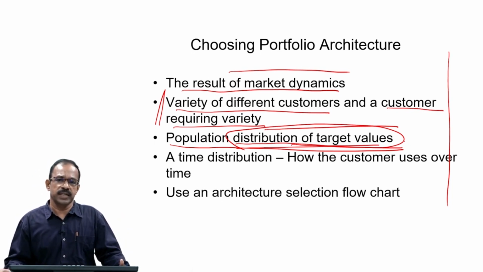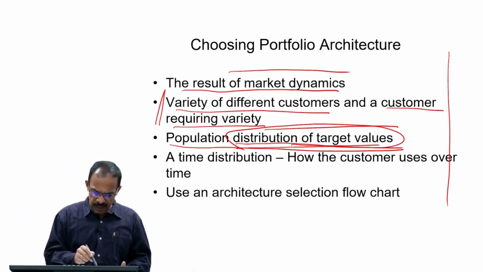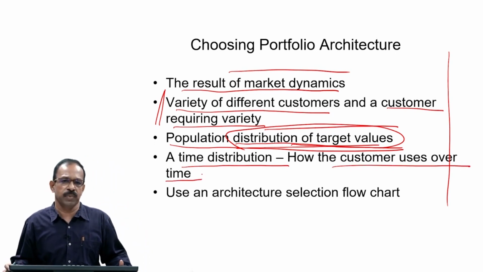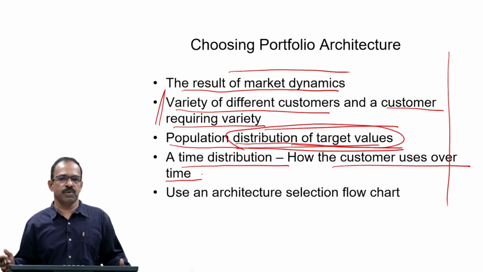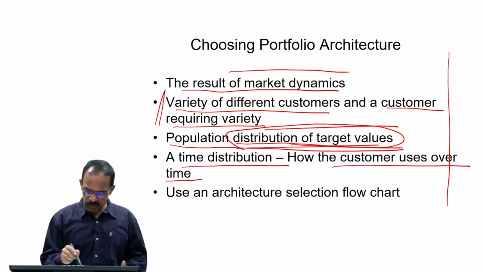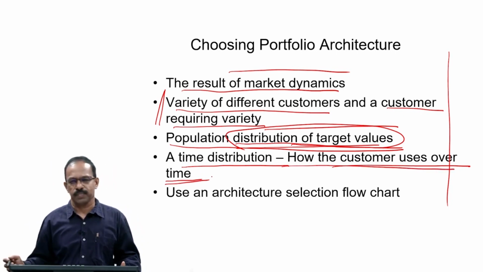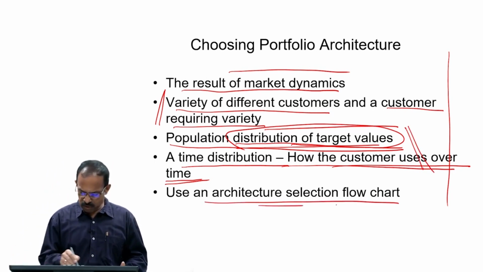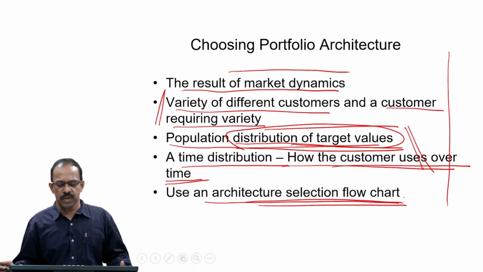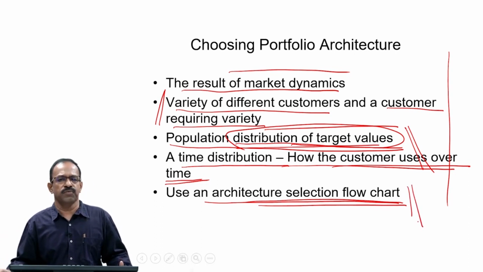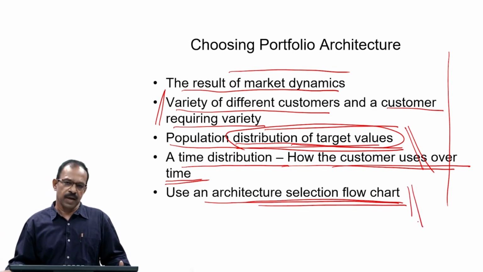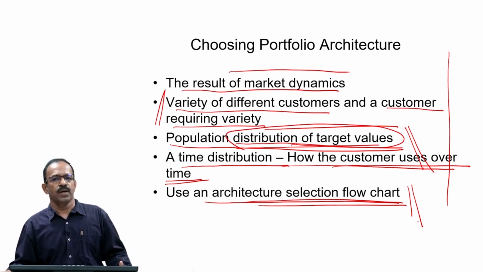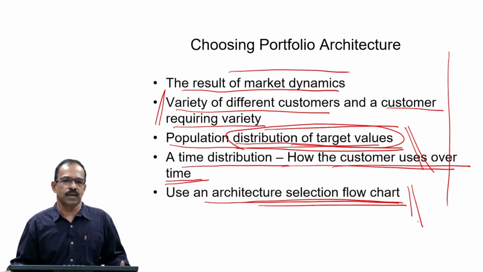That is one criterion that you can use, and then you have to see a time distribution, how the customer uses the product over a period of time. Today there is some requirement, and maybe after 6 months their requirement will change. So in what way the customer preferences are changing over a period of time, and then using this information you can use an architecture selection flow chart to select what kind of architecture to be used for this particular product. That is how a designer can decide which architecture to be used and how many products to be offered in the market for that particular family.